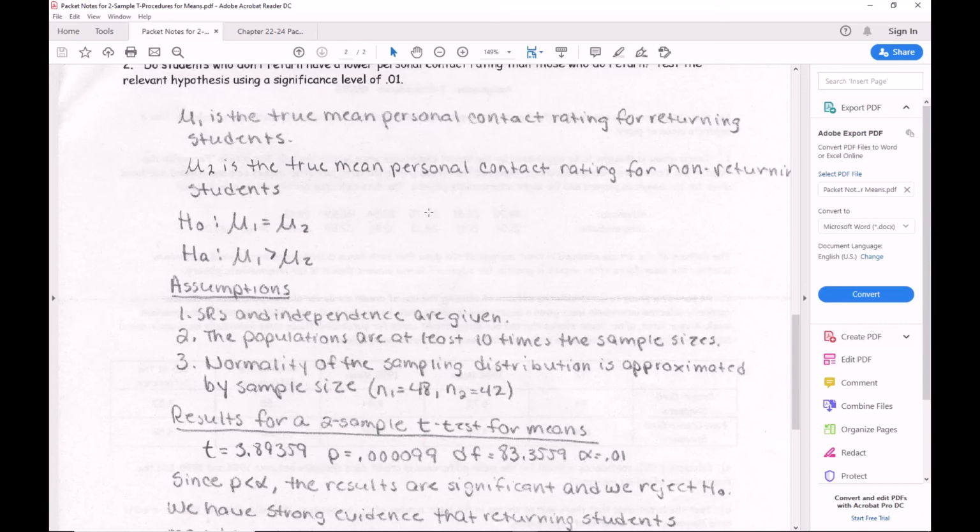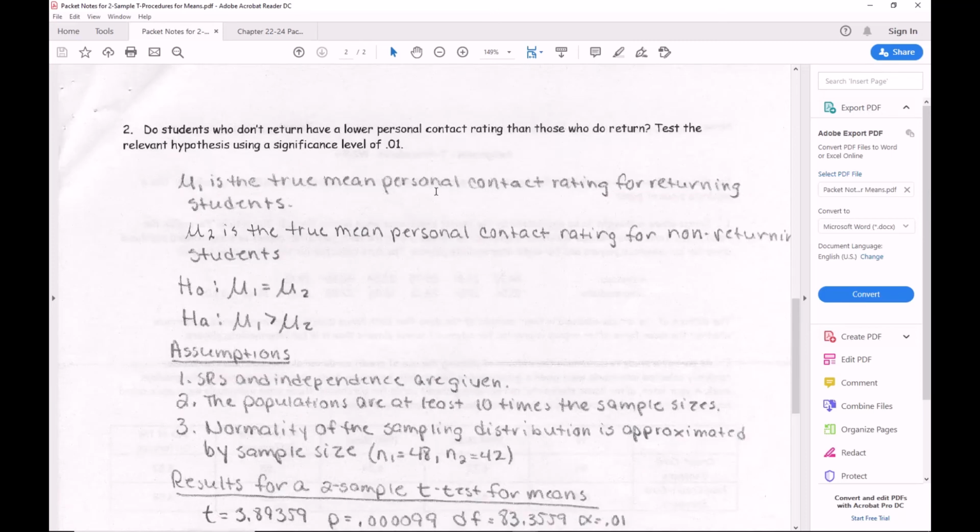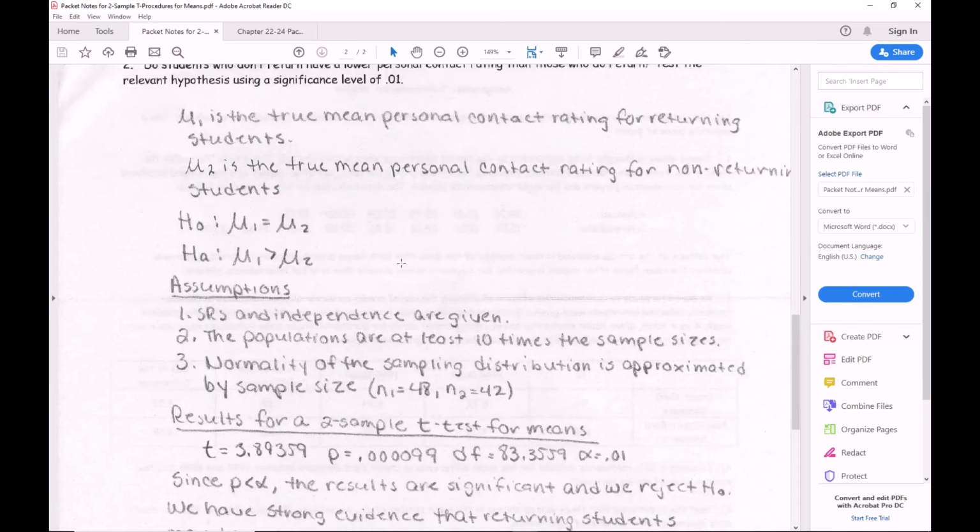H0 is that the two averages are the same, right? No difference, no change, no effect. That's H0 for you. Now, since they're asking if those that don't return are lower, they're implying that maybe those that do return are higher. So that would be mu1 is greater than mu2.